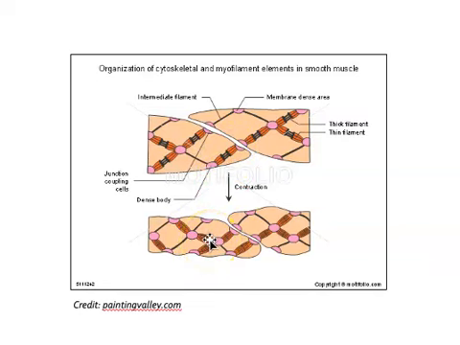And as that happens, it pulls on those anchoring points, those dense bodies. It pulls on those intermediate filaments, and you get sort of an overall squishing down of that network on top of this cell, and it causes the cell to contract, to shrink down. Very, very different mechanism compared to a skeletal muscle fiber.